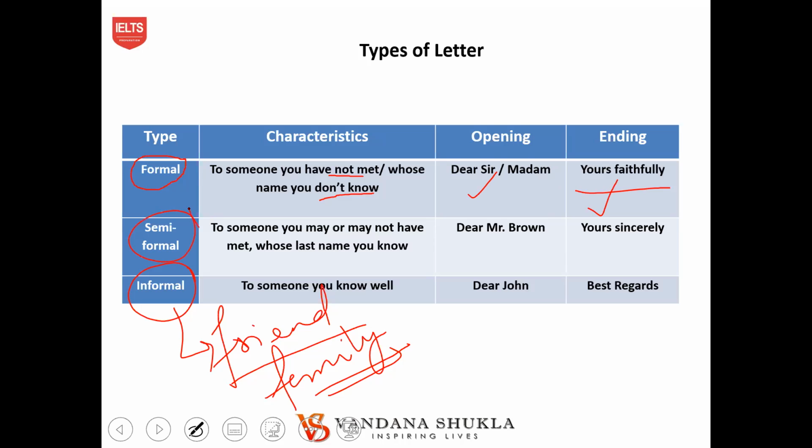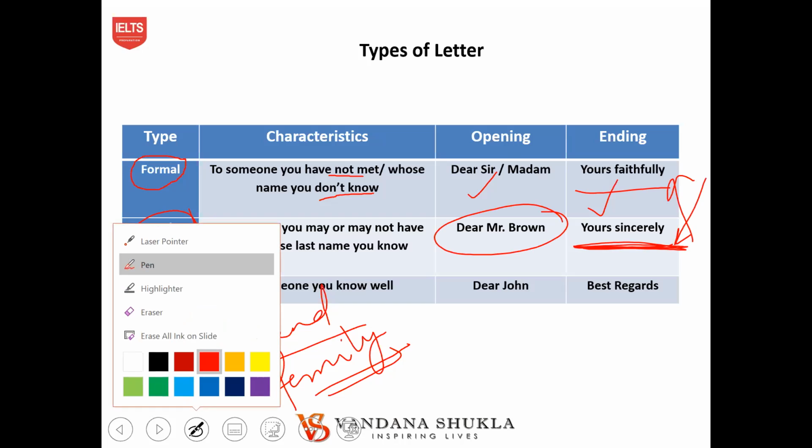Semi-formal is a situation where you may or may not have met the person, but you know the last name of the person. It could be your accommodation officer, your principal, your lecturer, your tenant, your landlord. Maybe I have not met my landlord, but at least I know the surname, and that's why it is written like this: Dear Mr. and the surname, and always end it with Yours sincerely. Please do not make the mistake of swapping them. If you do this, you are going to lose your score.